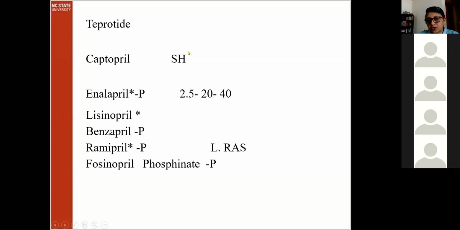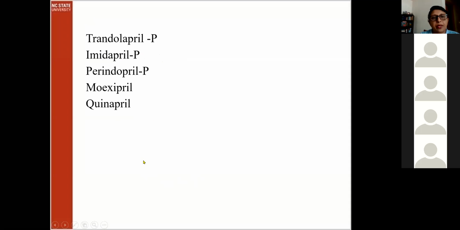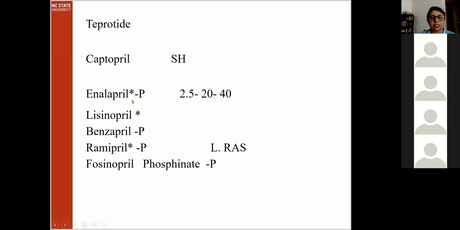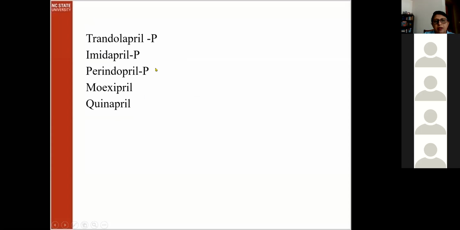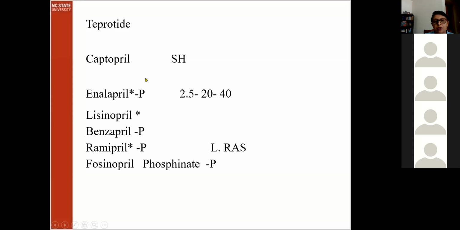Captopril has a sulfhydryl group. Remember, I will ask questions. Please remember, captopril has a sulfhydryl group, and fosinopril has a phosphonate group. Two groups I have told. Then this P I have written, they are all prodrugs. Enalapril is a prodrug, and benazepril, ramipril, trandolapril, imidapril, perindopril, they are all prodrugs.